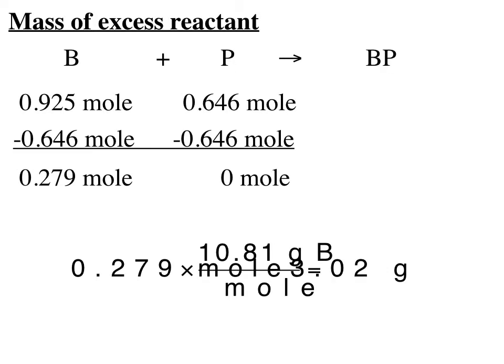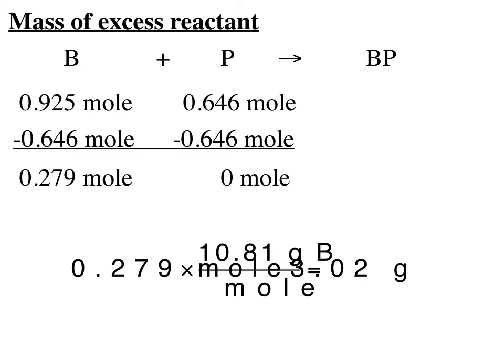On to determining how much excess B is in the pot. We've now determined that phosphorus was the limiting reagent. So how much B is in excess? From the previous slide, I had found that I had put in my 10 grams of boron, 0.925 moles of boron. I found when I put my 20 grams of phosphorus, I had put 0.646 moles of phosphorus.